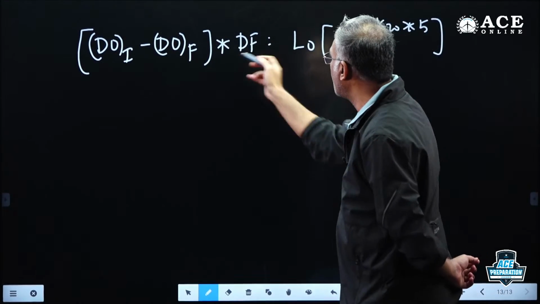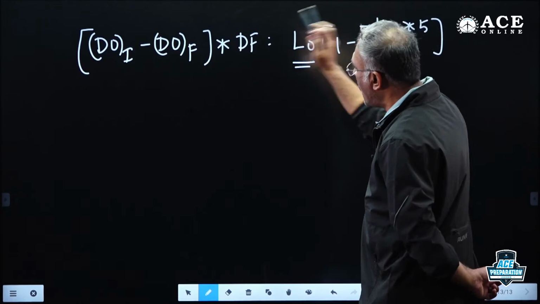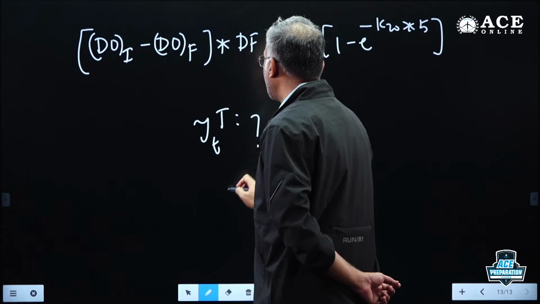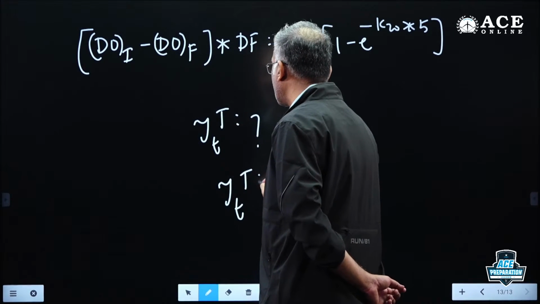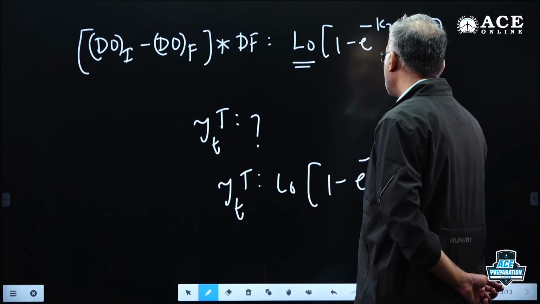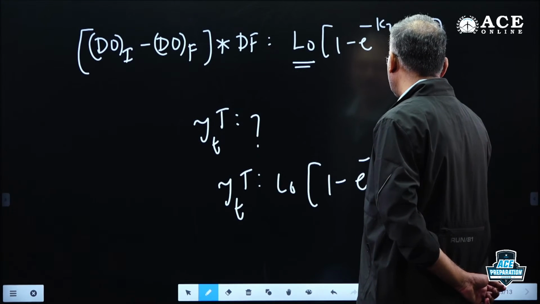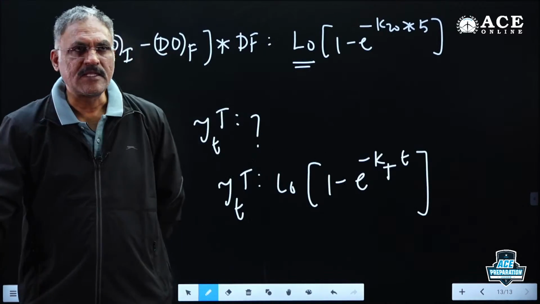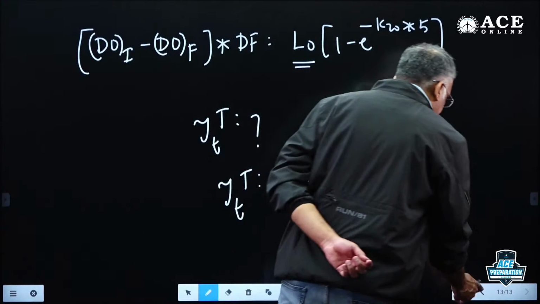So this data may be given, and you are expected to find out L0, or you are expected to find out BOD at any time at any temperature. BOD at any time at any temperature is equal to L0 into 1 minus e power minus kT into T, once L0 is known. Using this expression you can find out BOD at any time at any temperature. This kind of questions they'll ask. For example, I'll take one example.